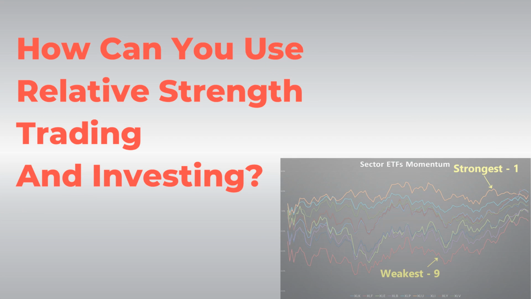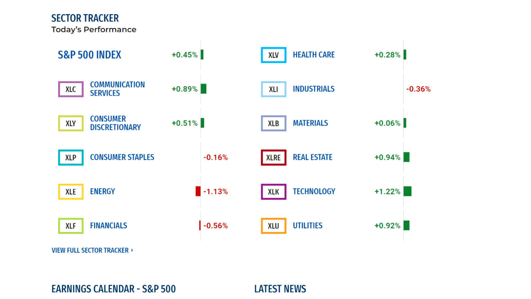How can you use relative strength trading and investing? I'm using the S&P 500 sector ETFs because they're large, they're liquid, they're easy to trade and they're low cost. But you can use any asset you like, any range of indexes, different sectors, different commodities, different forex pairs will all work for sector relative strength. For this analysis, I have chosen the 9 biggest, most liquid and most widely held of the sector ETFs.